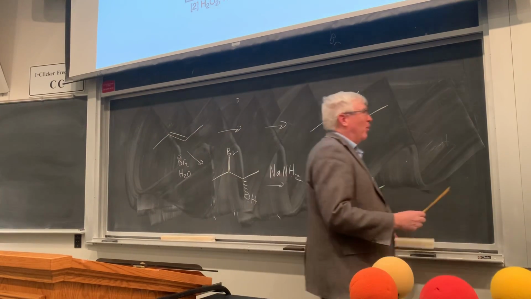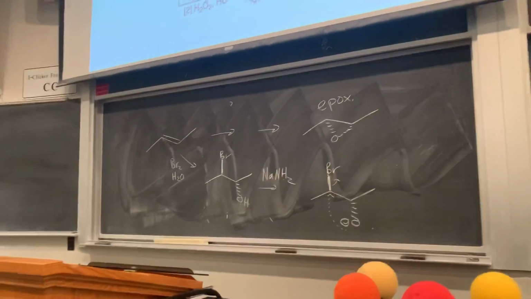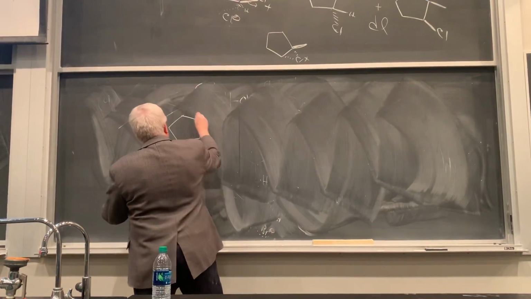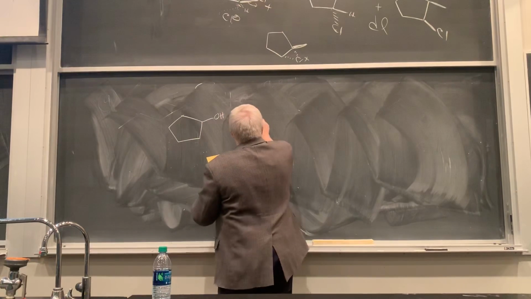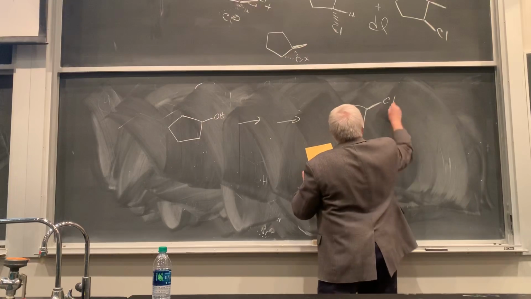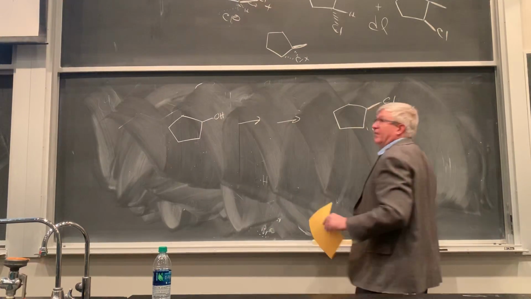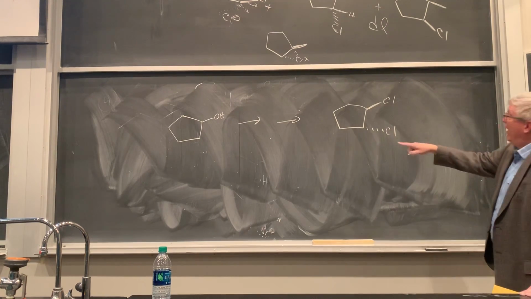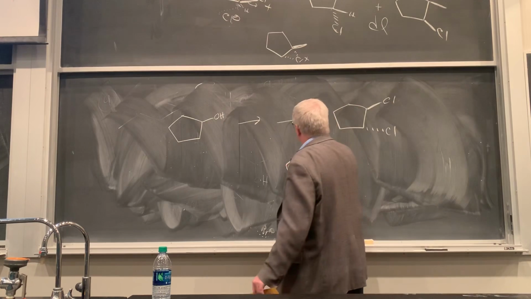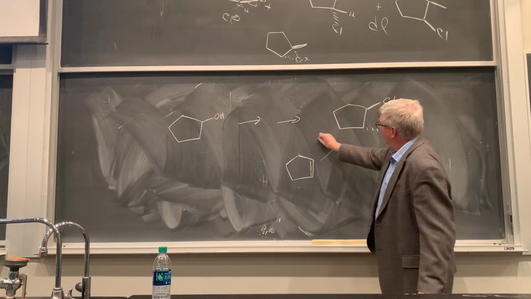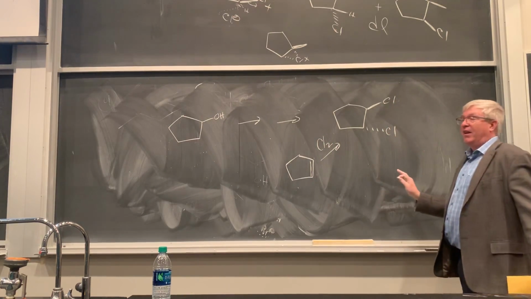Okay, what about one more here? Synthetic challenge, then we're done. Let's take this alcohol and convert it somehow into the trans dichloride. Think about how we might do this. Sometimes these are better to think about in the reverse direction. How can we make this? Well, we make it from the cycloalkene, cyclopentene, and what? Just chlorine. That's all you need there, okay?